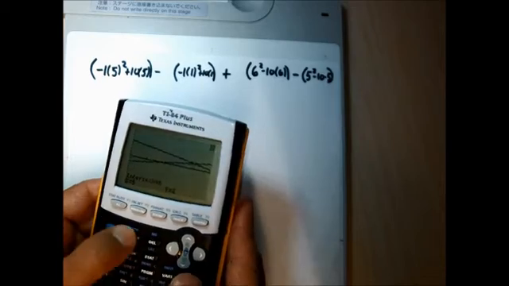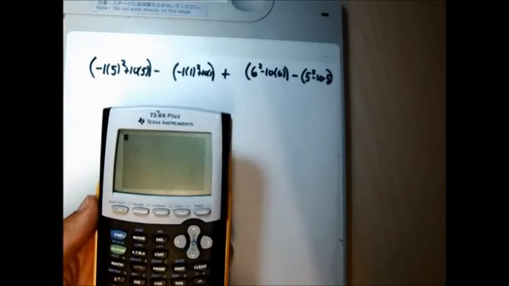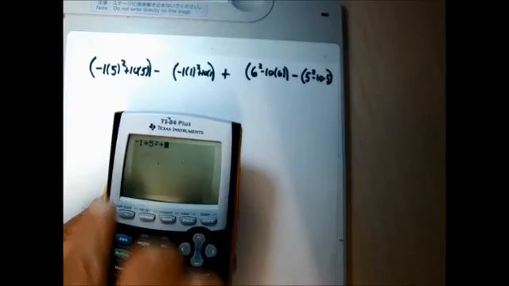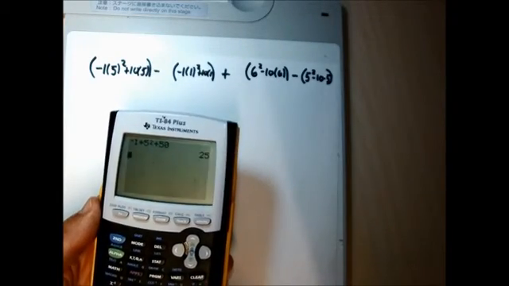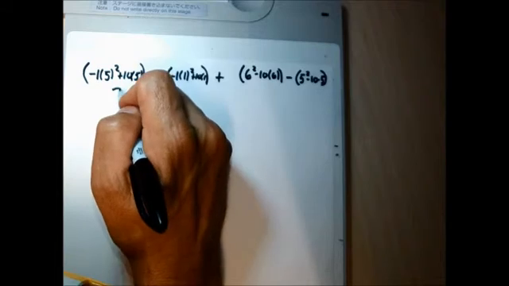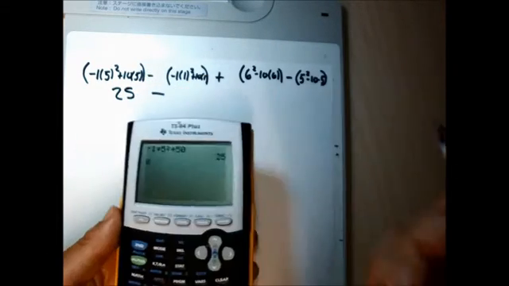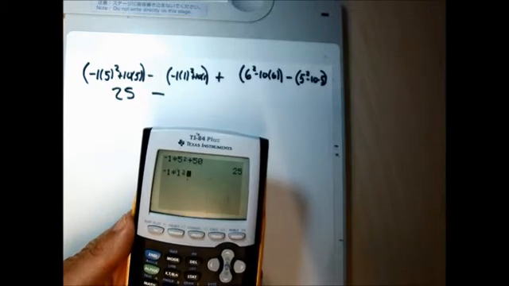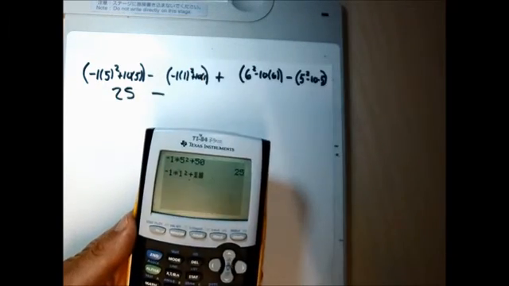First parentheses, I can quit, clear, negative 1 times 5 squared plus 10 times 5 is 50. This parentheses comes out to a 25. And then negative 1 times 1 squared plus 10 times 1 is 10.